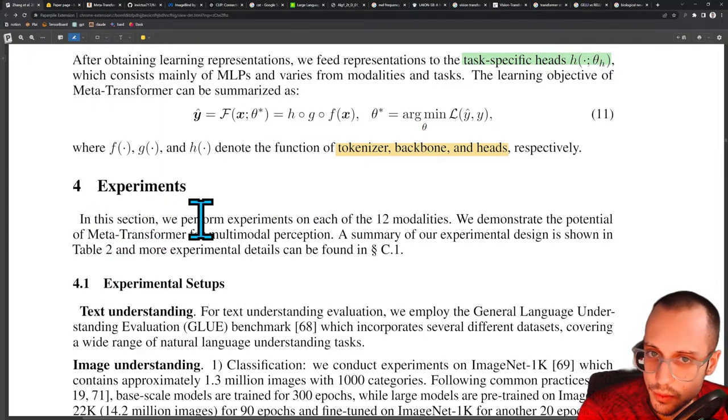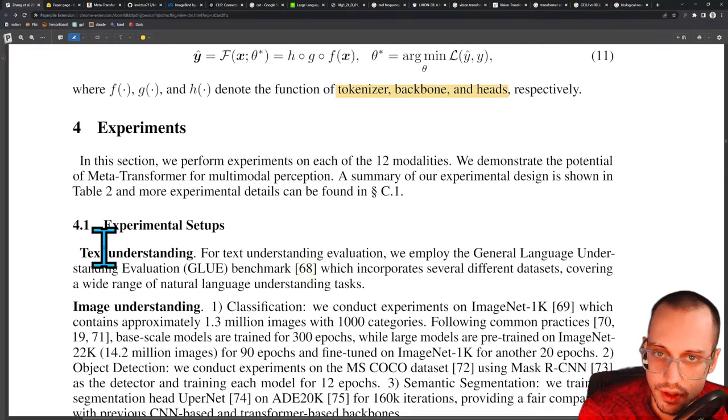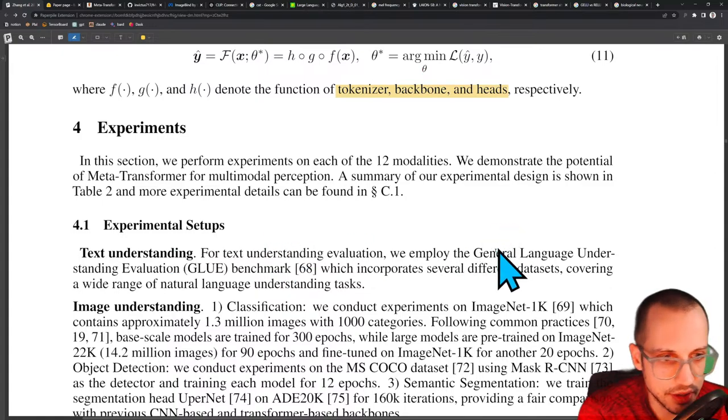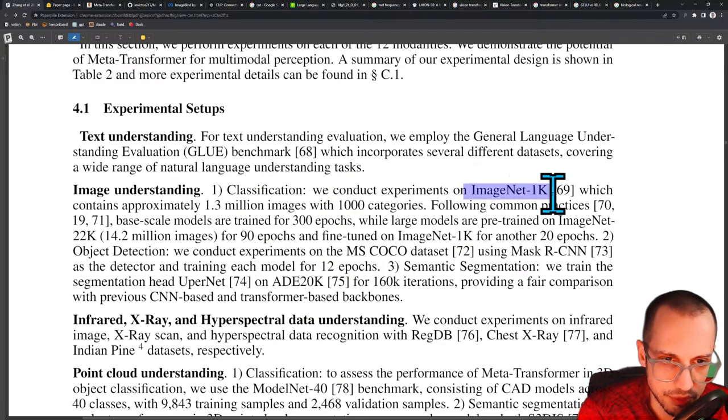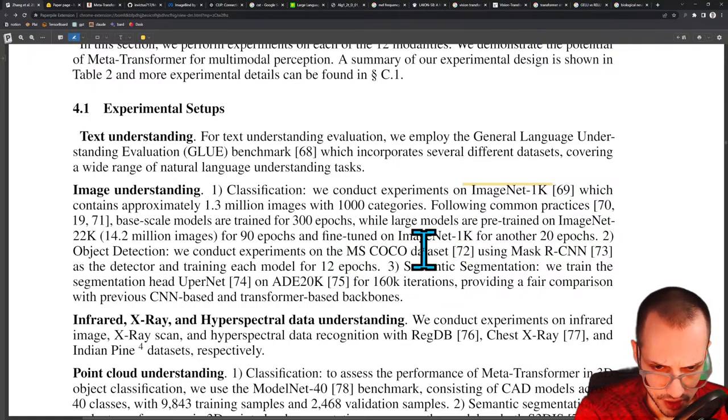We perform experiments on each of the 12 modalities. We demonstrate the potential for multimodal perception. Text understanding: we employ the General Language Understanding Evaluation, aka the GLUE benchmark, which incorporates several different datasets. Why didn't they mention that they had these benchmarks before? ImageNet 1K, these are pretty old benchmarks, to be honest. Base scale models are trained 300 epochs. Large models are trained on ImageNet 90 epochs. Object detection, they use MS COCO, Microsoft Common Objects in Context, which is very common. It's a detection dataset, but these are all pretty old. Mask RCNN as the detector.